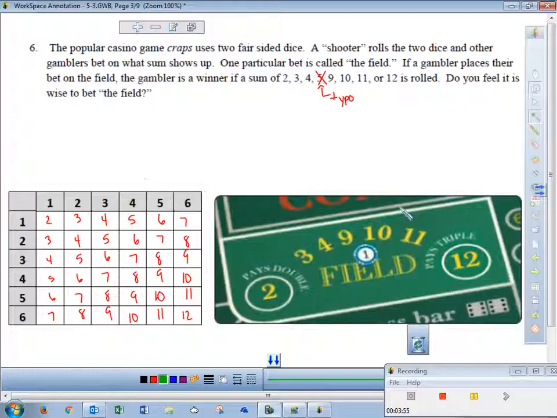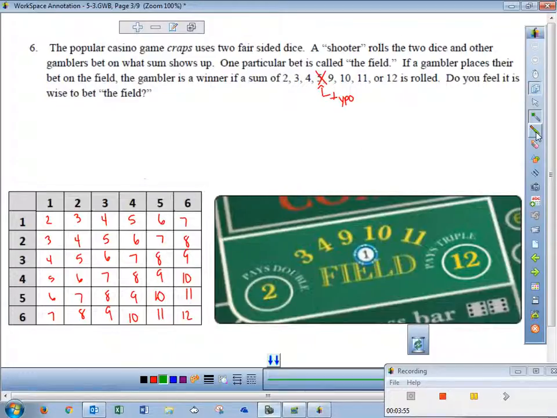But who cares about the payout? Let's just do the math probabilities. Do you feel that it is a wise bet to bet on the field? So again, that's if you roll a 2, a 3, a 4, a 9, a 10, 11, or a 12.